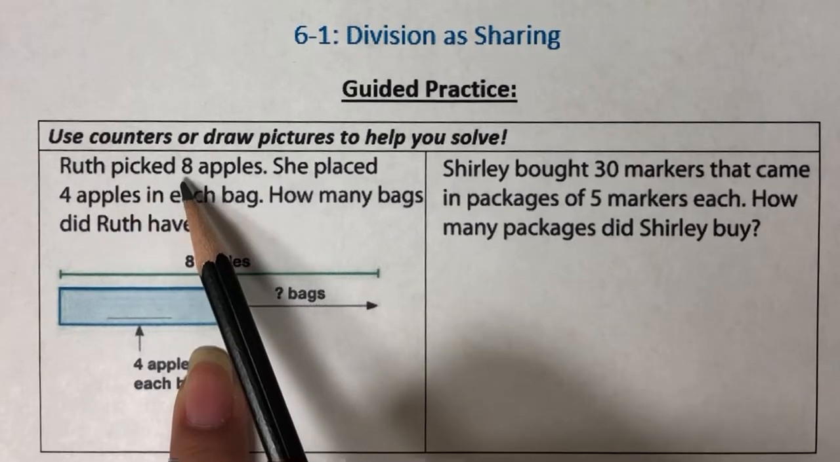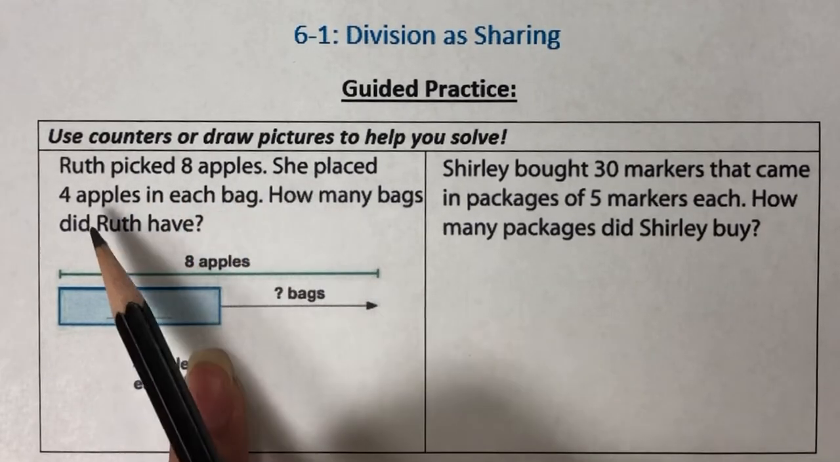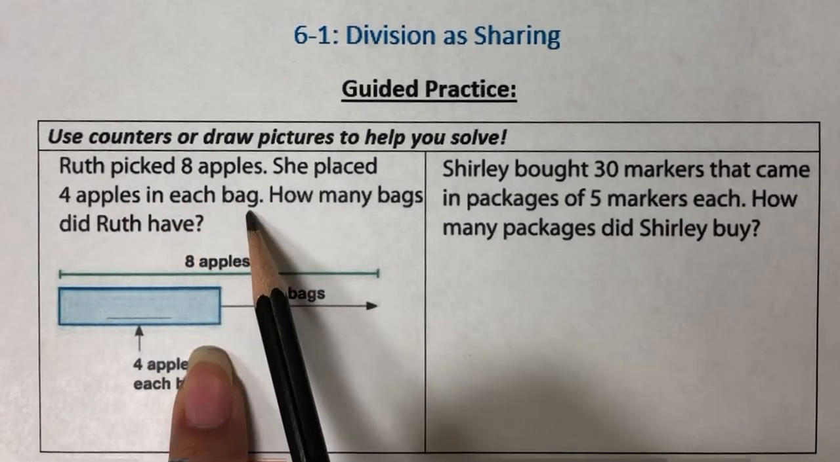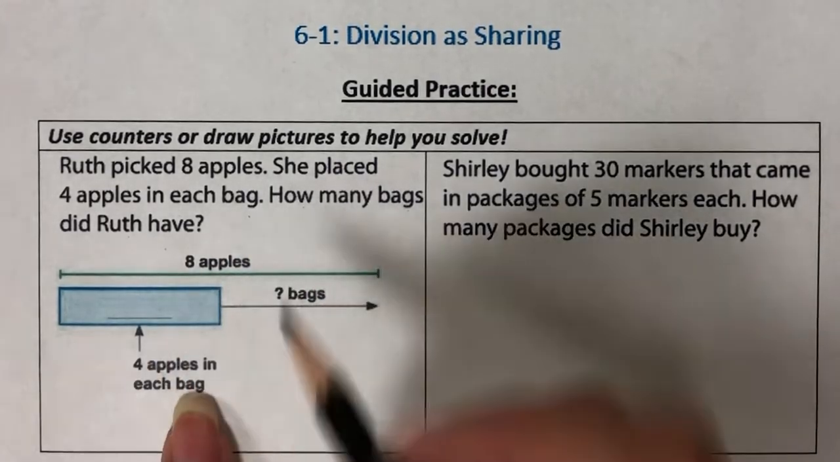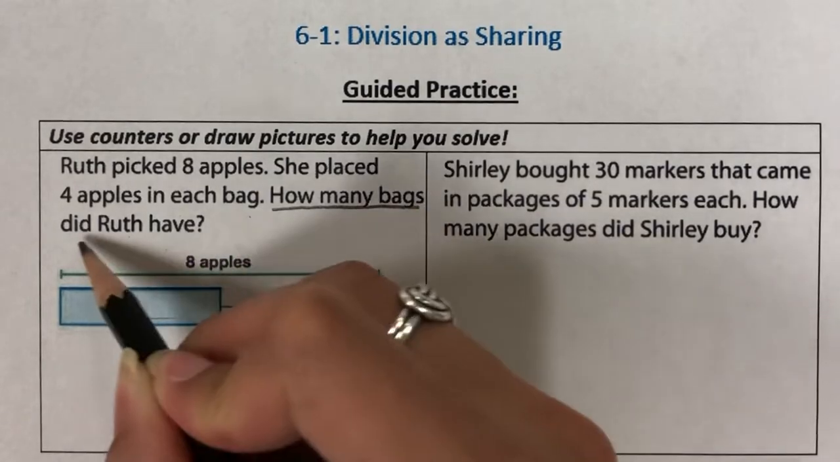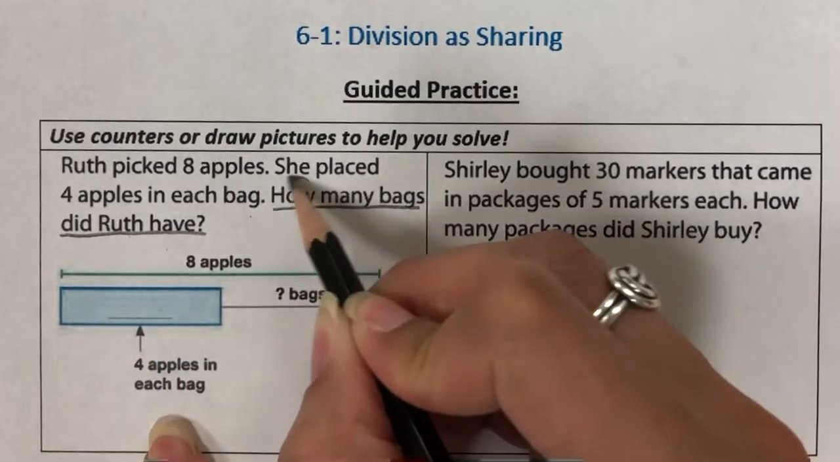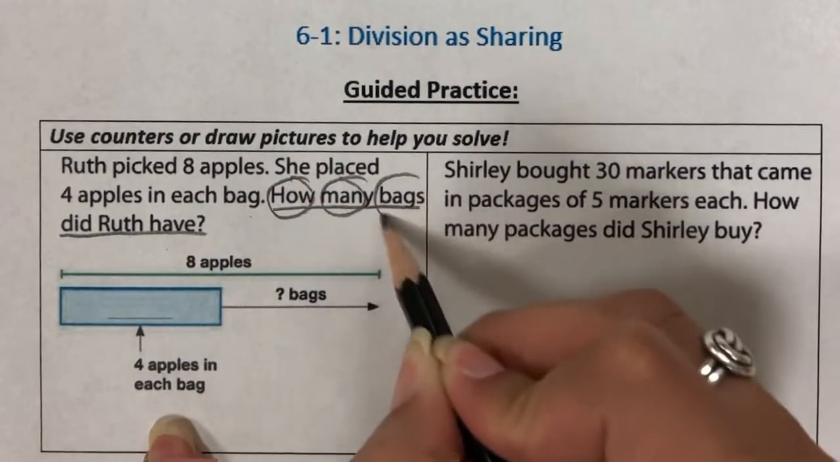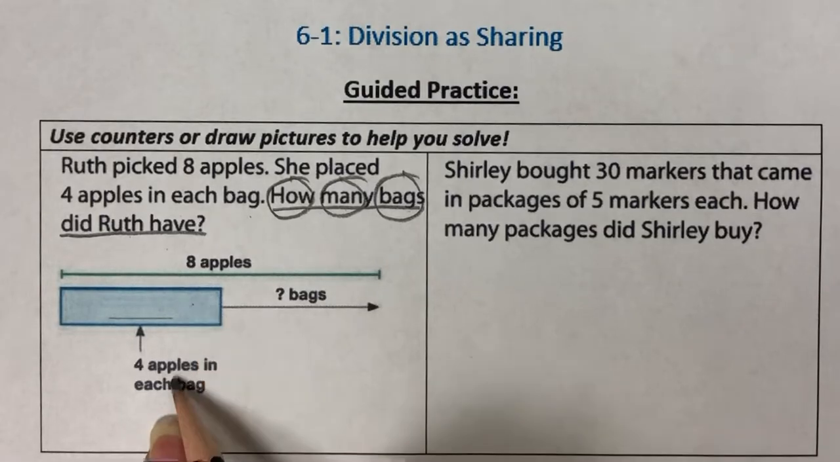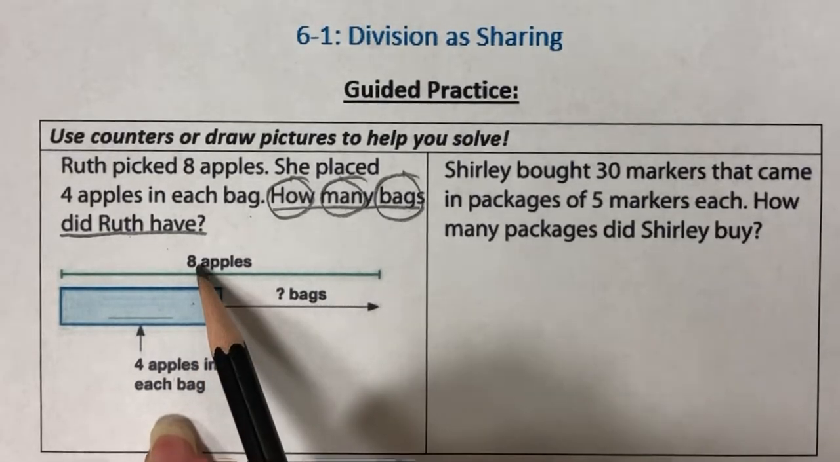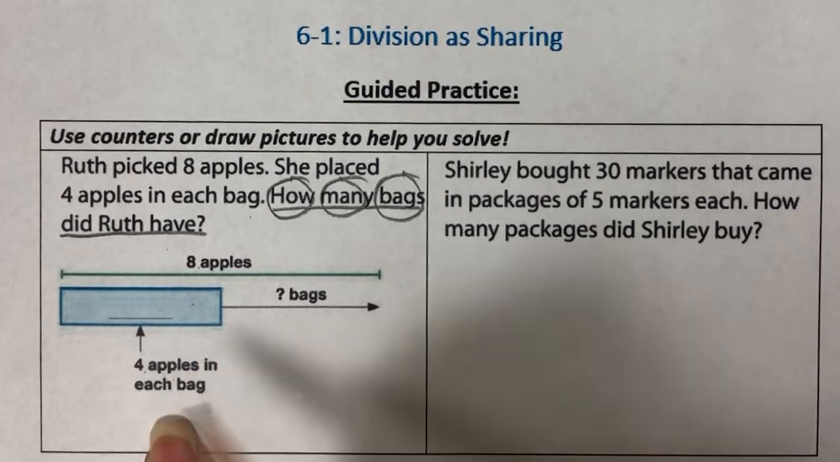Ruth picked 8 apples. She placed 4 apples in each bag. How many bags did Ruth have? So we have our question here that needs to be underlined, and we're solving for the number of bags. And the bags in this problem are the groups. So we have groups here, a bag, our total, and the number being repeated.